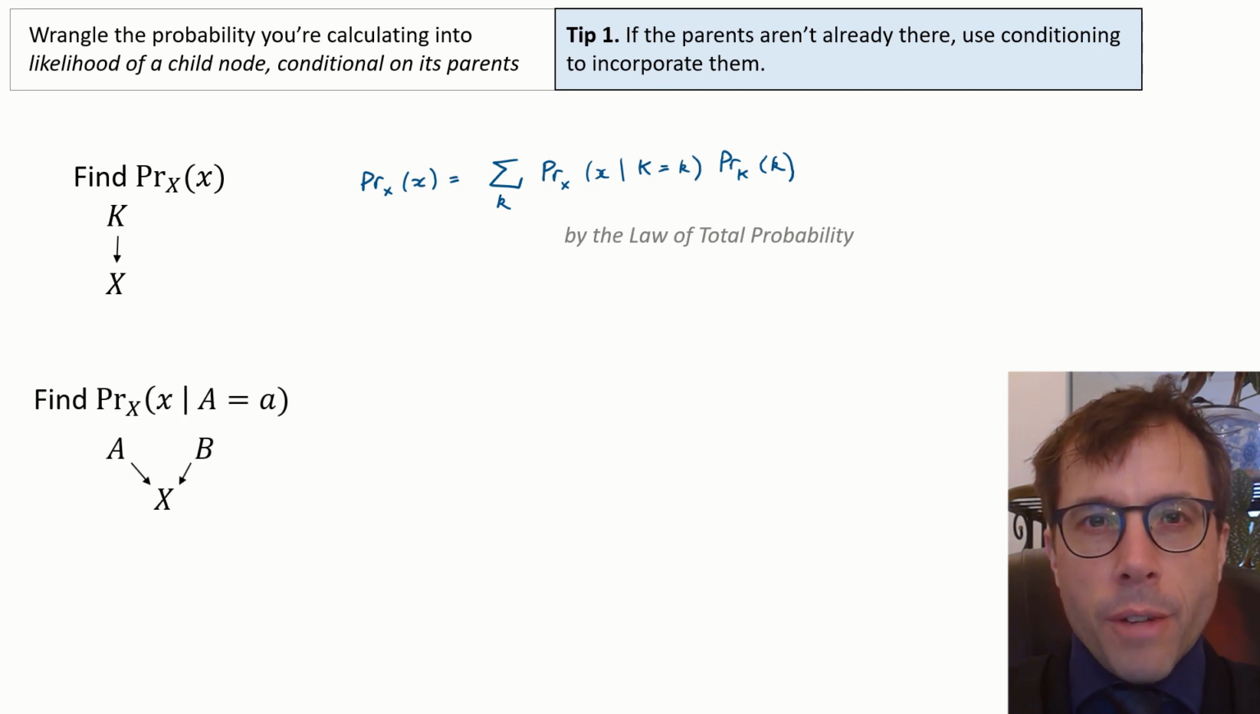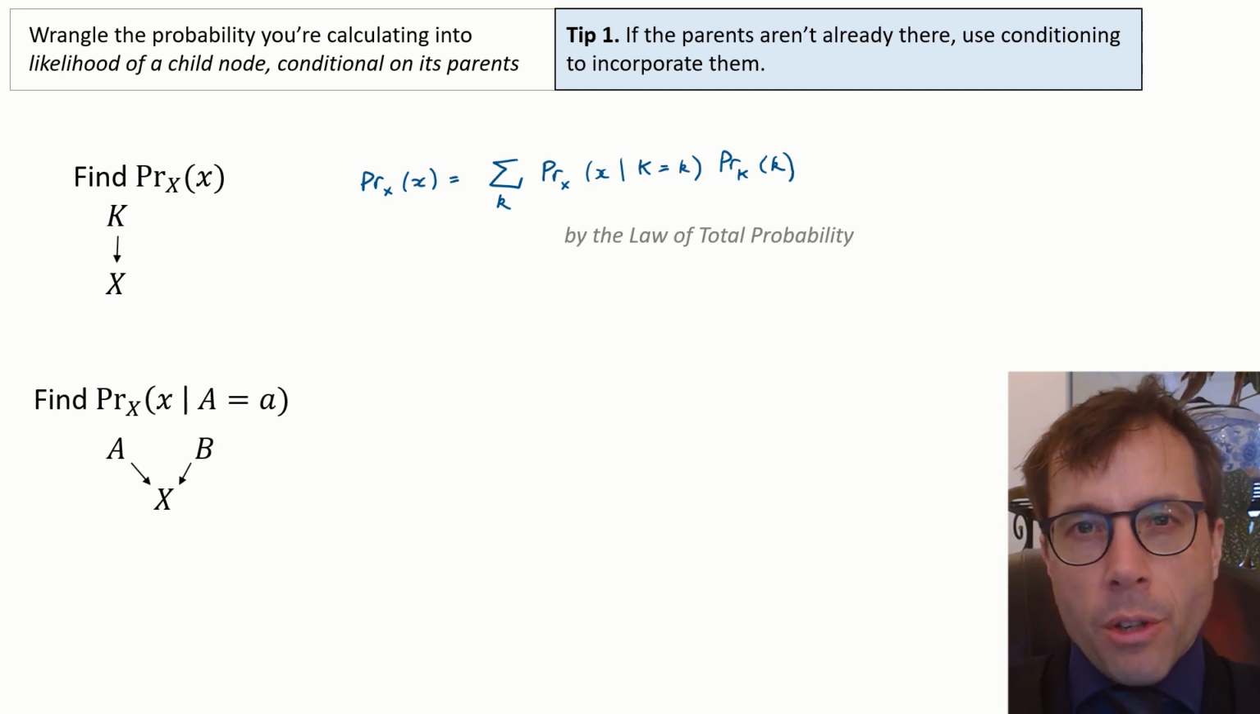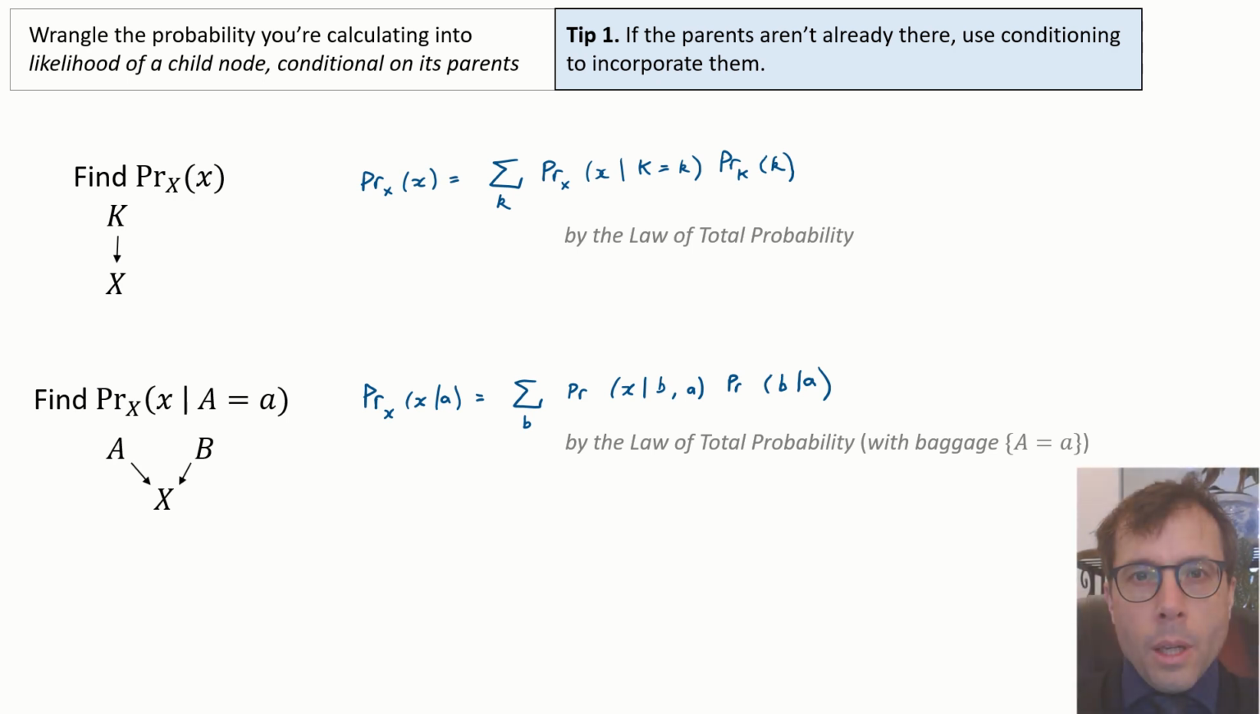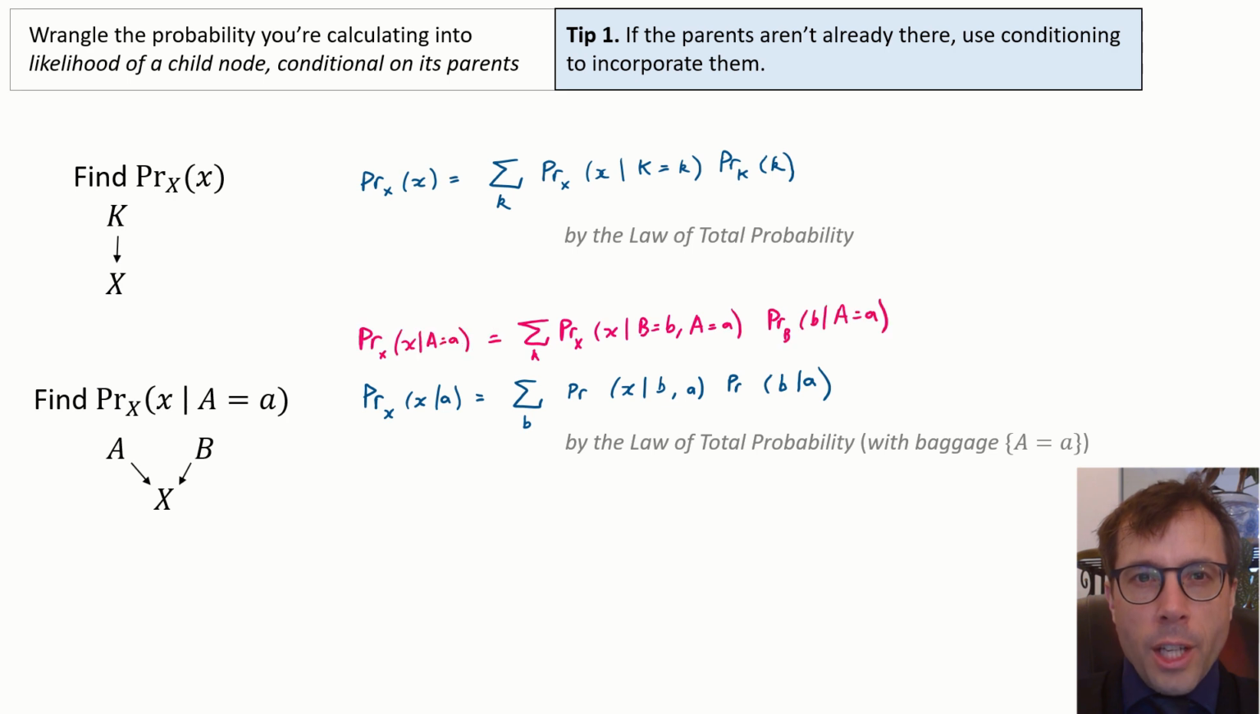Next, a slightly more sophisticated example of the same trick. Find the likelihood of x conditional on A. We want to know about x, so the general strategy says we need to get x's parents into the expression. We've already got parent A, but we don't have B, so we'll condition on B using the law of total probability, this time with baggage. I should also note I'm being a bit sloppy with notation here. It's a real drag to have to write out every little detail all the time when it's obvious from the context, so here I've dropped the subscripts and I'm using shorthand for the conditions. What I really mean is this long-winded expression here.